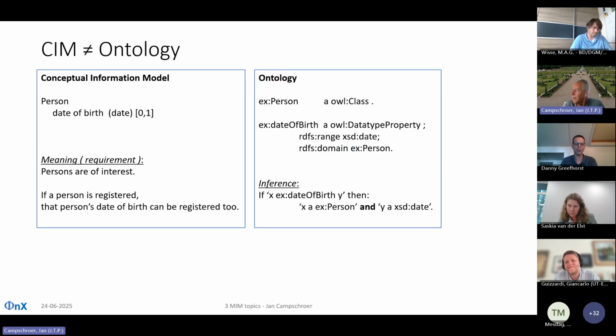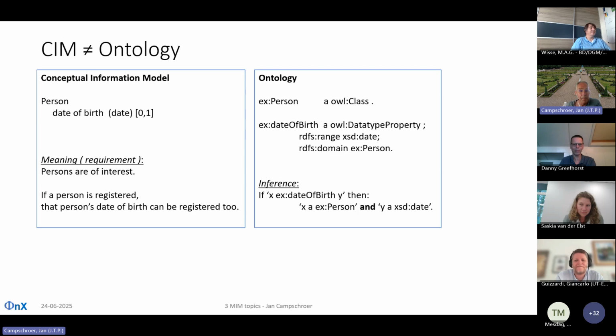Om even helder te maken dat in mijn beleving een conceptueel gegevensmodel niet hetzelfde is als een ontologie. Even een stukje. Ik ben geen ontologiespecialist. Ik heb het zo goed mogelijk proberen weer te geven in een zo kort mogelijk stukje. In een conceptueel gegevensmodel kan ik zoiets hebben als: een persoon heeft een geboortedatum. Dan moet ik een datum invullen. En dat betekent dan dit stukje conceptueel gegevensmodel.